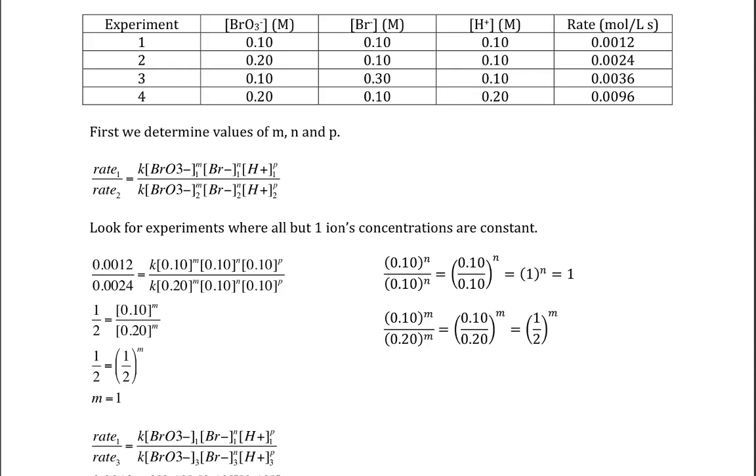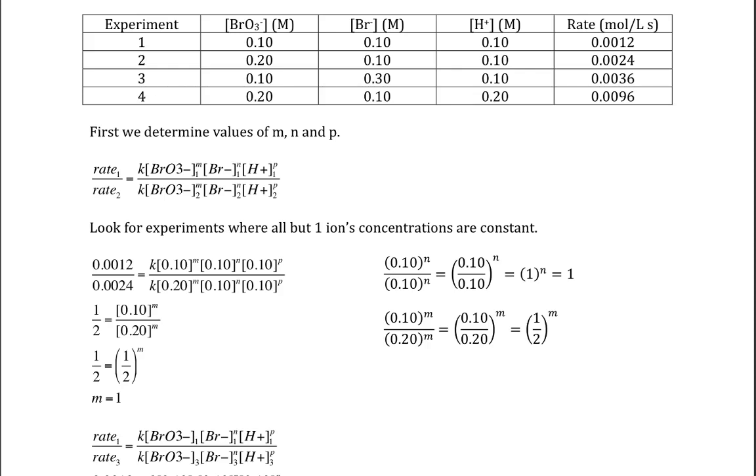Notice that 0.10 to the n over 0.10 to the n is equal to 0.10 divided by 0.10 to the n, which is 1 to the n, which is simply 1. So the n stuff cancels out. By the same reasoning, the p stuff cancels out. Also, we have k over k. That cancels out. So what we end up with is just one unknown, and that is m.